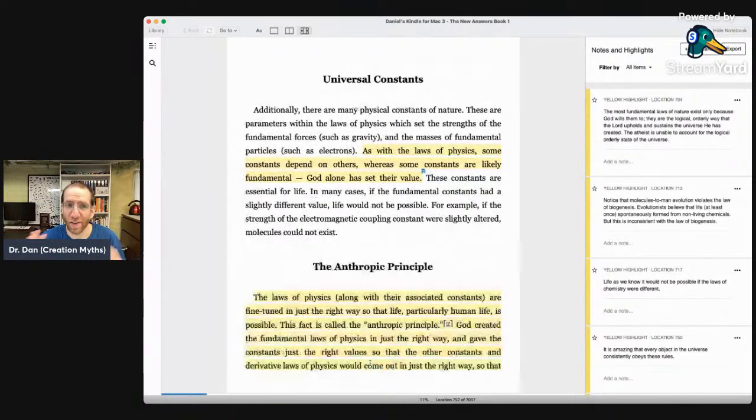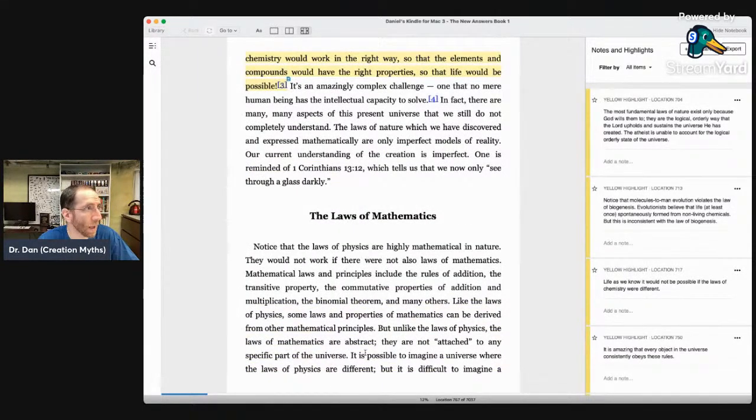So then we have the very typical fine-tuning stuff. We have universal constants, as with the laws of physics. Some constants depend on others, whereas some are likely fundamental. God alone has set their value. And then we get a little bit more general, talking about the anthropic principle. The laws of physics, along with their associated constants, are fine-tuned. There it is, fine-tuning. Just the right way so that life, particularly human life, is possible. This, in fact, is called the anthropic principle. God created the fundamental laws of physics in just the right way and gave the constants just the right value so that the other constants and derivative laws of physics would come out in just the right way, so that chemistry would work in the right way, so that the elements and compounds would have the right properties, so that life would be possible.